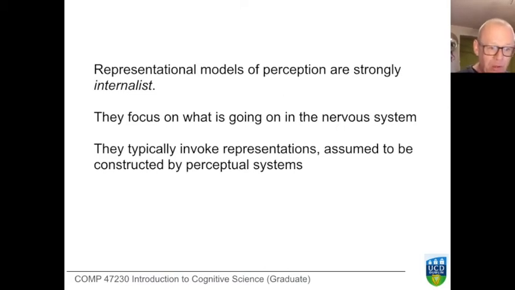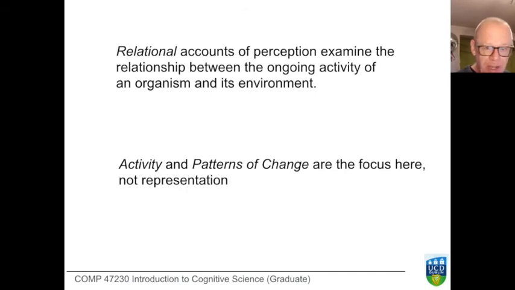And one way to approach this problem is to think of brain activity as coextensive with the mental, and to interpret what's going on in the brain then as the construction of representations. That whole school has the character of an optional approach. There are other ways to approach such things, and we mentioned relational accounts of perception, which examine instead the relationship between the ongoing activity of an organism and its environment.